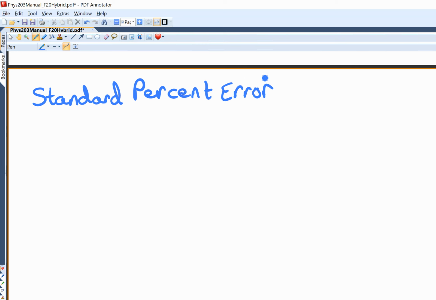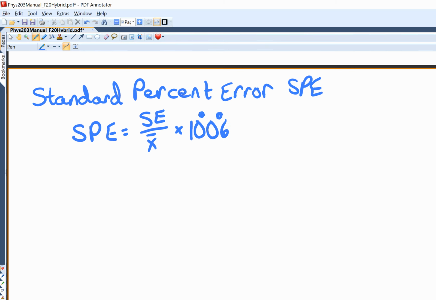So I'm going to say standard percent error. I'm going to call that for short SPE. And so the standard percent error is equal to the standard error divided by the average times 100%. So let's go back to our values we had before. I had x bar was equal to 4. And then my standard error was equal to, I think it was 1, right? Yeah, 4 plus or minus 1.